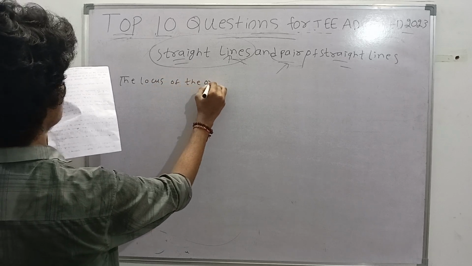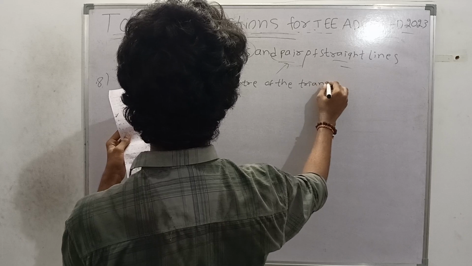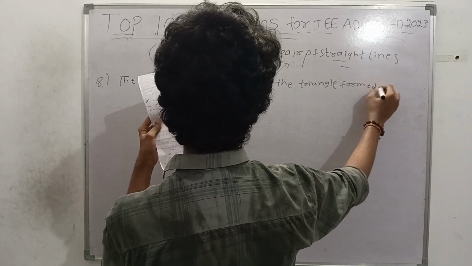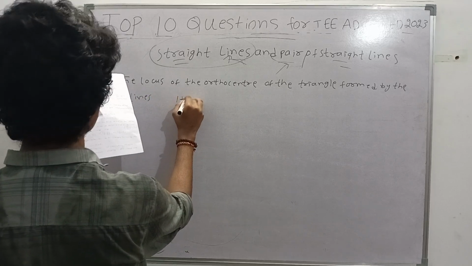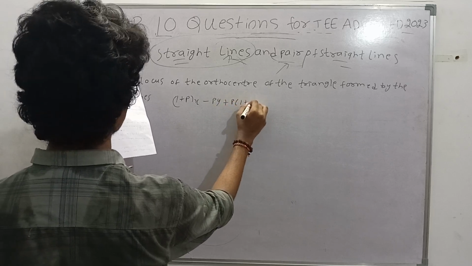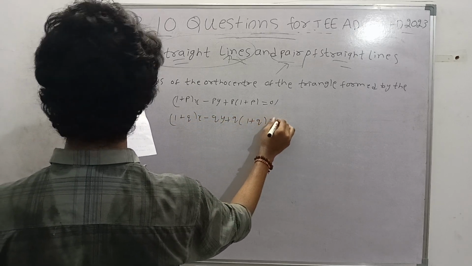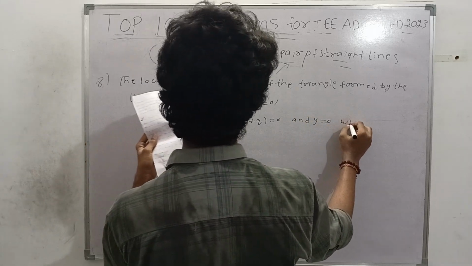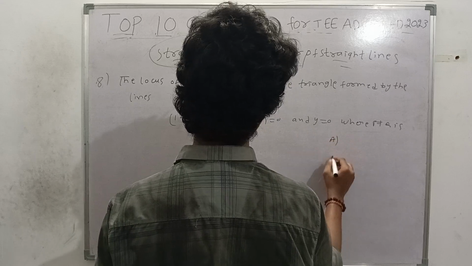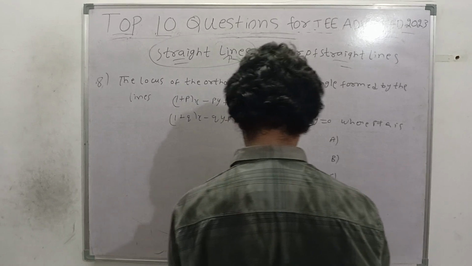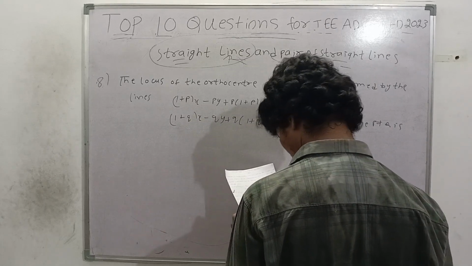The locus of the orthocenter of the triangle formed by the lines. They given lines. What are the lines? (1 plus p) into x minus py plus p into (1 plus p) is equal to 0, (1 plus q) into x minus qy plus q into (1 plus q) is equal to 0, and y equal to 0, where p is not equal to q. Basically you have to tell here what is the curve formed, that is the locus of the orthocenter.